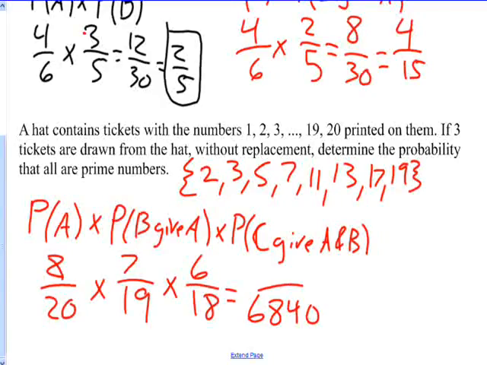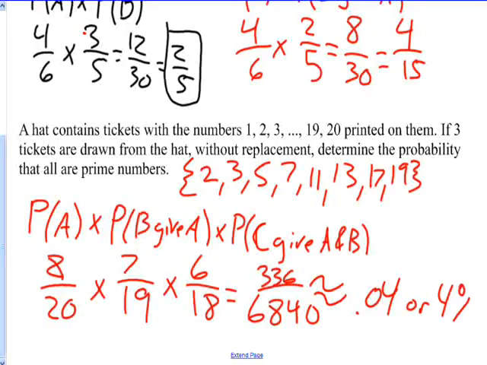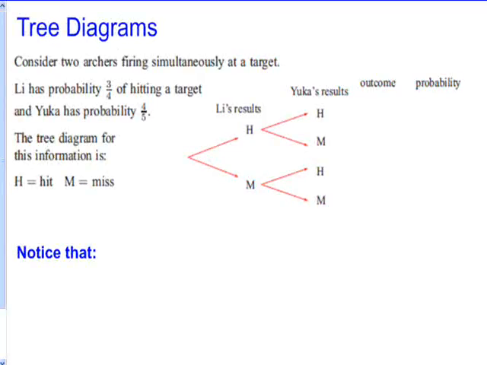3,840 all over 8 times 7, which is 56, times 6, which is 336, which is about equal to 0.04 or 4%. All right? So not really great odds. You get worse odds when you're going along because you have to have every single probability or every single event occur. All right? Now we'll move on to our second to last topic, our tree diagram.